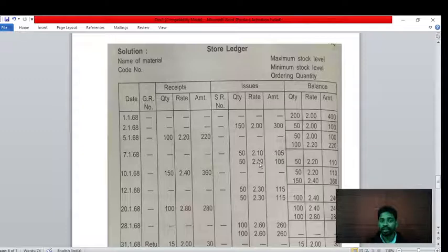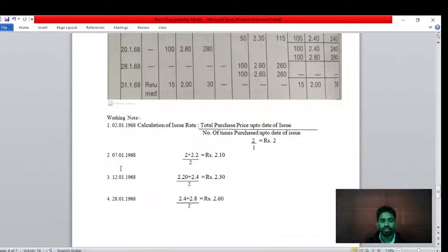The rate is not given, so for this we have to take the average rate. Now how to calculate this average rate? Just see here, on the second working note, on 7th January 1968.